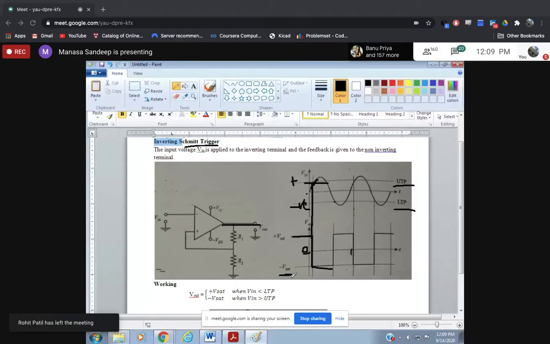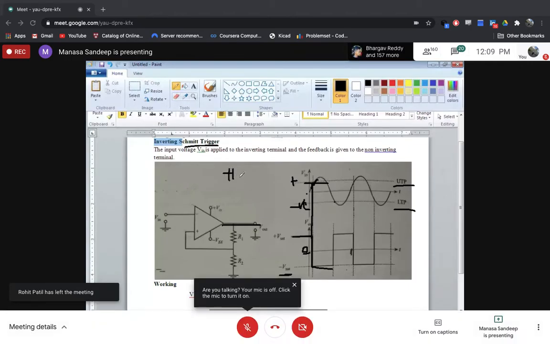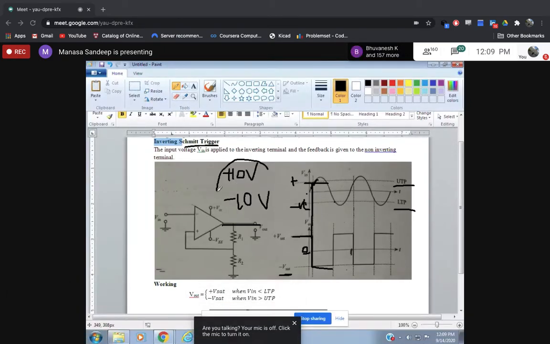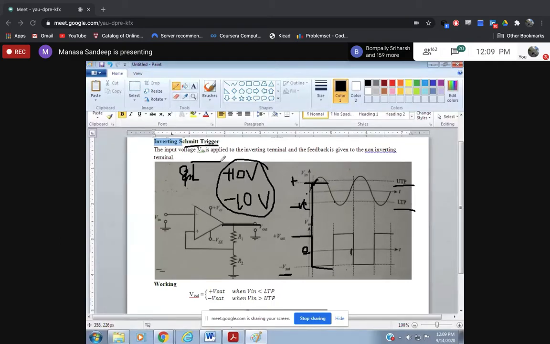Ma'am, what is this plus V saturation and minus V saturation? It could be plus 10 volts and minus 10 volts. This V saturation value is specified by the manufacturer of this op amp. In the data sheet, you will get this one. In the problem, they will give the value. If not, you're free to assume 10 volts or 12 volts or 15 volts. Whatever you are assuming, you have to write. Okay, so let V saturation be equal to plus or minus 15 volts.